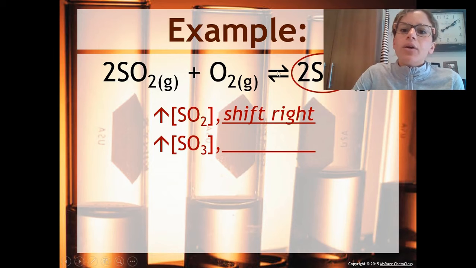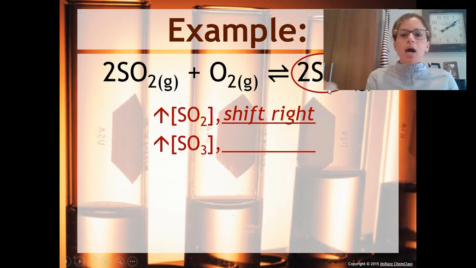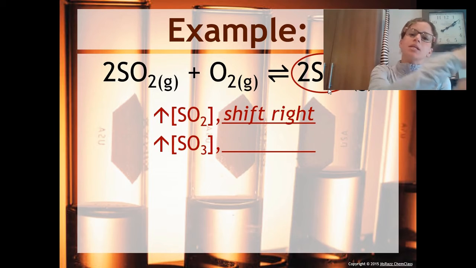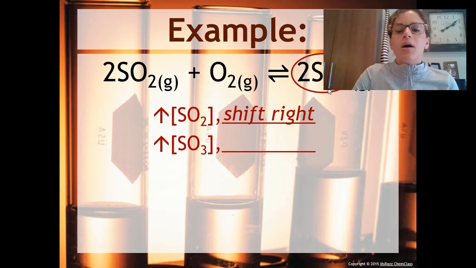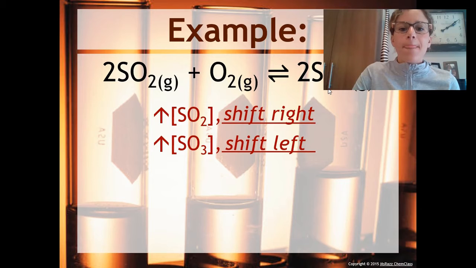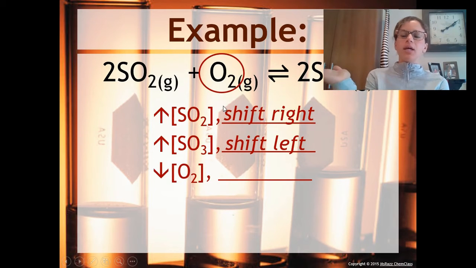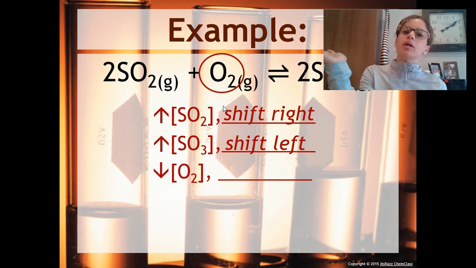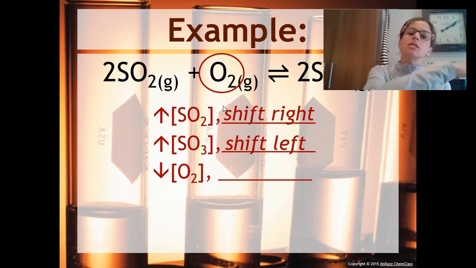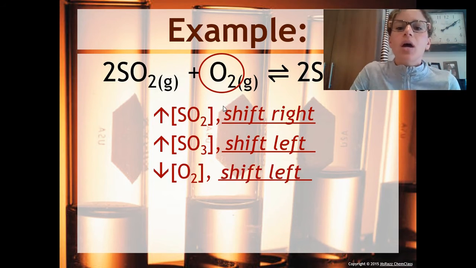Okay, so let's say we increase the SO3, the product. Now our perfectly aligned balance has gone up this way. So it's going to shift this way, to the left, to relieve that stress. Okay, let's say we decreased oxygen. Our perfectly in line balance or scale has now gone down on the left. So what are we going to do to reestablish a new equilibrium? This side is going to shift to the left, to reestablish that new equilibrium.